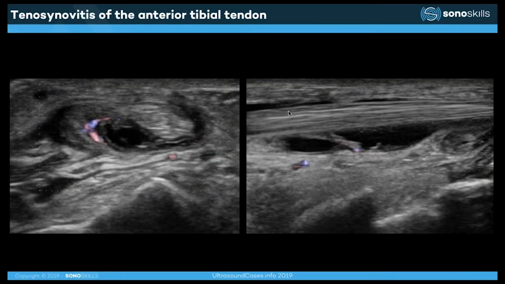We can see that within the tendon sheath there's an anechoic mass. This is fluid surrounding the tendon. The tendon is still intact. The continuity is okay, but there is a Doppler signal. So it's an active inflammation process, and this is a tenosynovitis of this tendon.